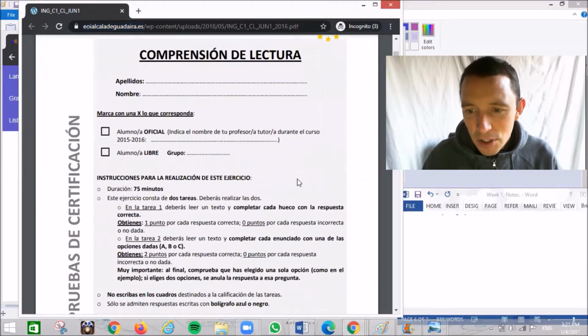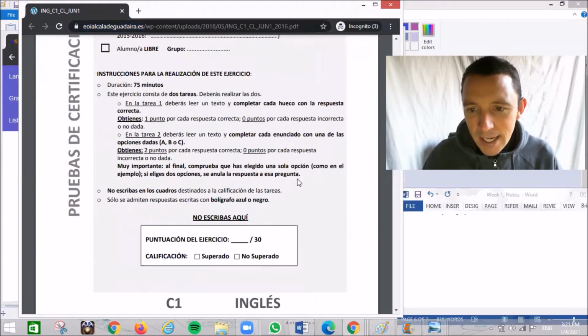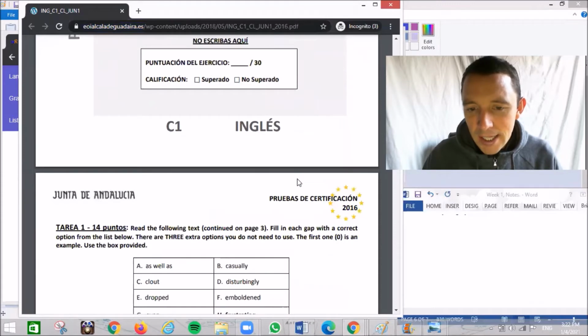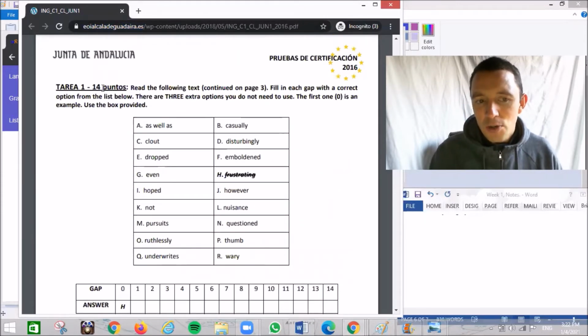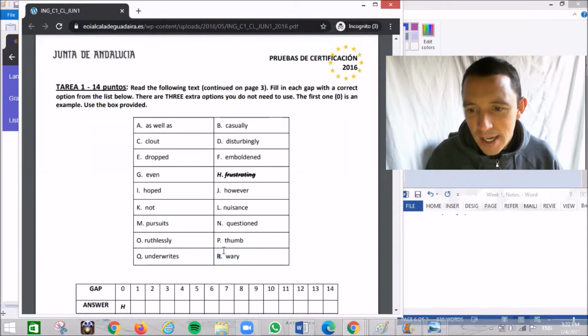This is just an introduction, and they explain the rules and the instructions, and the next page is the beginning. So Tarea 1 de 14, so it's task 1 from 14, okay? So here we see a list A to R, A, B, C, D, E, F, G, H, I, J, K, L, M, N, O, P, Q, R. So it's to R, okay?